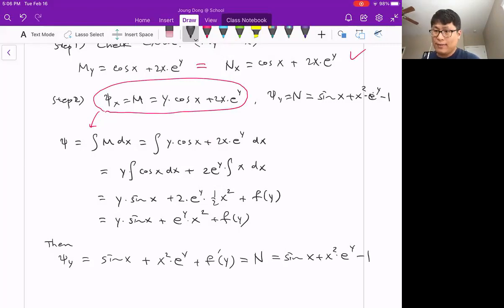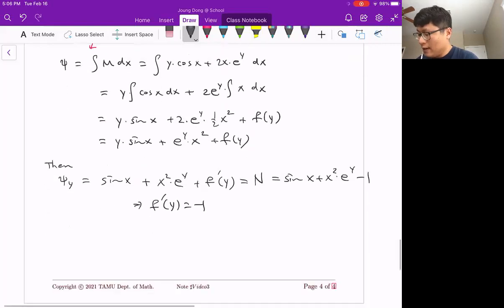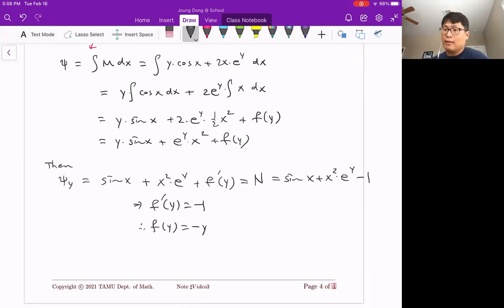When you compare your left-hand side and right-hand side, sine x and x squared e to the y are in there, both of them, right? But the only thing is the minus 1. Then we can guess your f prime of y must be equal to minus 1. Is it clear? And then the antiderivative, okay? F of y is minus y. There is a constant, but it will be added at the end, for the solution, right?